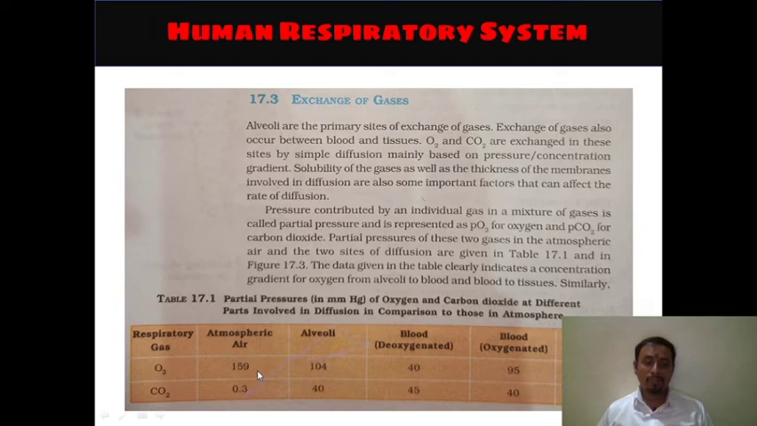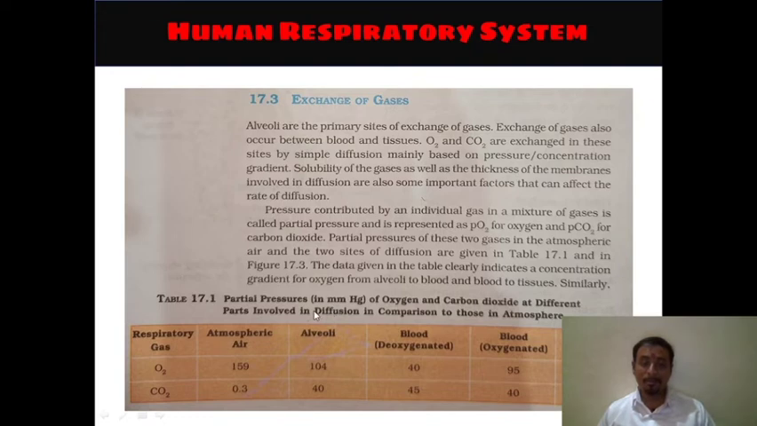O2 is 159 mmHg in atmospheric air. When it goes inside alveoli, it becomes 104 mmHg. In deoxygenated blood, it becomes 40 mmHg. In oxygenated blood, it becomes 95 mmHg, and in tissues, it remains 40 mmHg. What about CO2? In atmospheric air, it is 0.3 mmHg. When it enters alveoli, it becomes 40 mmHg, then 45 mmHg in deoxygenated blood, then in oxygenated blood it becomes 40 mmHg, and in tissues it remains 45 mmHg.